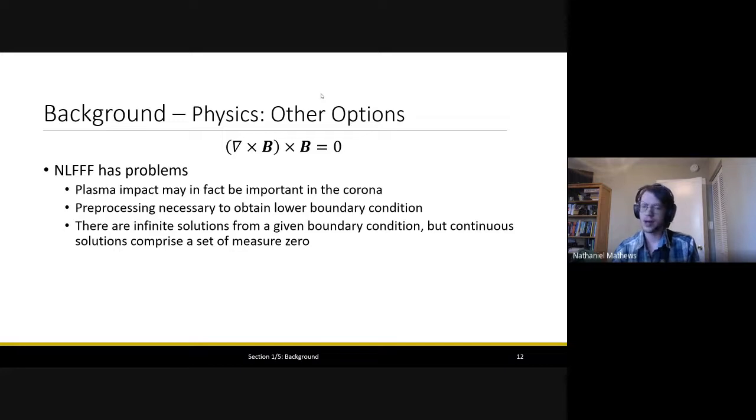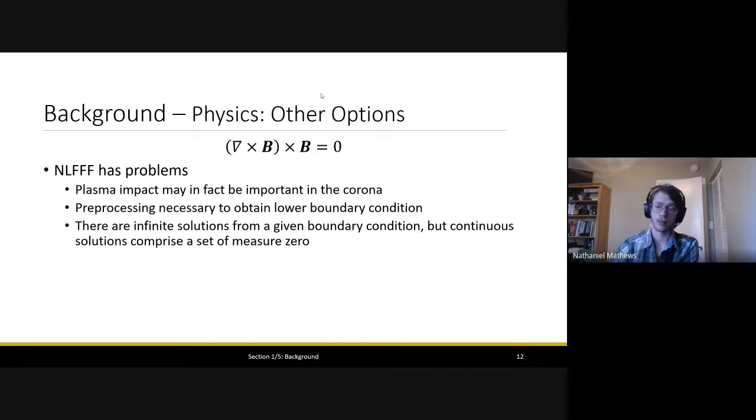It's also a problem that the photosphere is certainly not force-free. That's how we define it, right? It's denser there. So there's pre-processing that we have to do if we want to use photospheric observations in nonlinear force-free field modeling. And those pre-processing techniques, there are different ones, but they all have their own issues that we have to wrangle with.